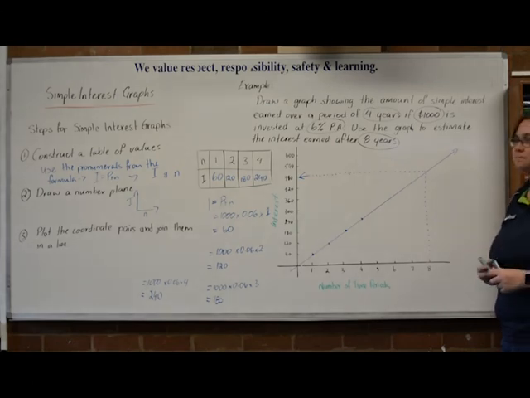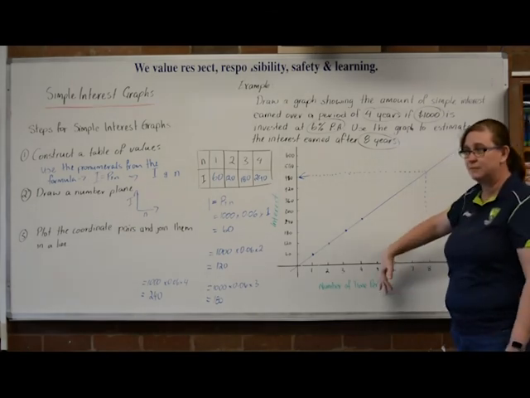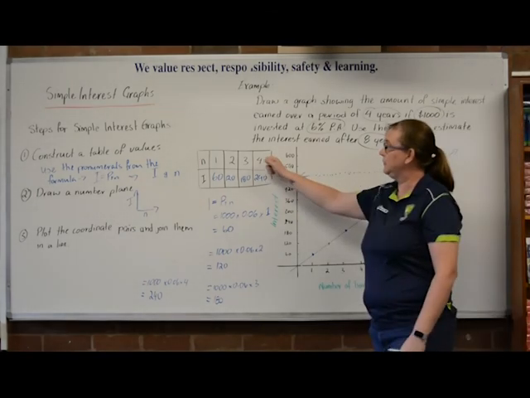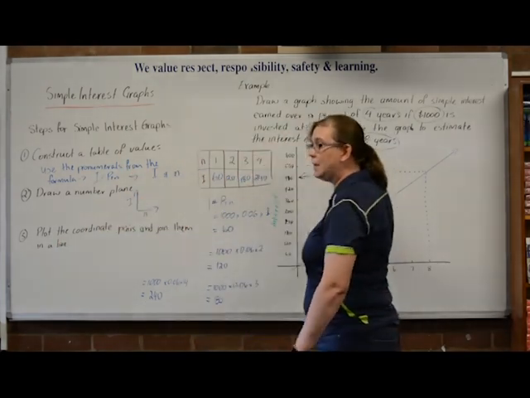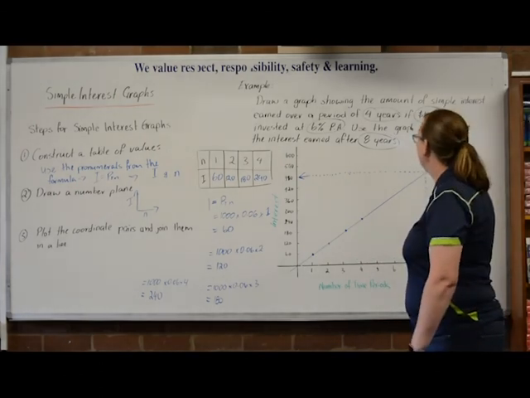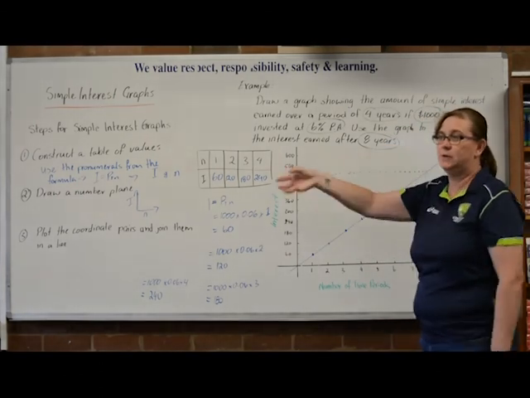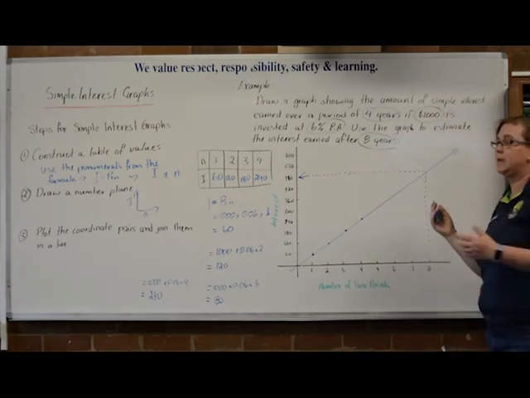The questions in the exercise may ask you to do it exactly like this. It might ask you to find the number of time periods for a certain amount of interest, but the basics of setting up the graph is the same. It might say how many years will it take to earn this much interest, or something like that. And that's it, that's all it is.